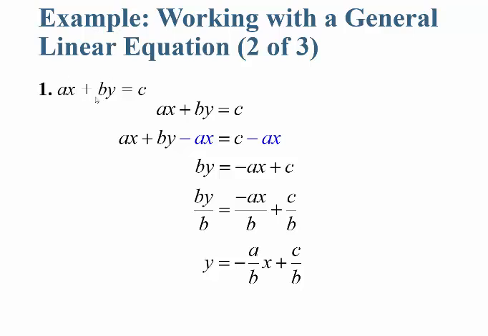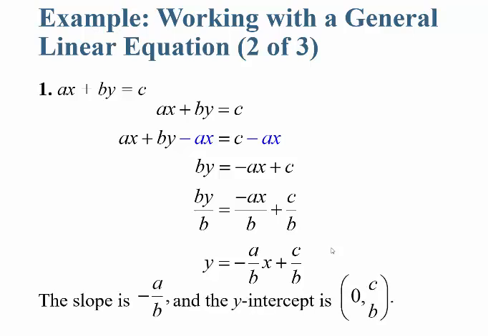So if you're given an equation in this form, you can just simply use this formula here. It's telling you the slope is going to be minus a over b, and the y-intercept is going to be c divided by b. Right, so there it is. The slope is minus a over b, and the y-intercept is 0, comma, c divided by b.